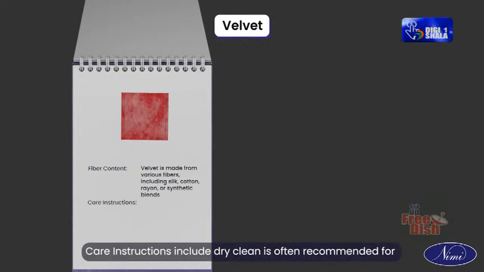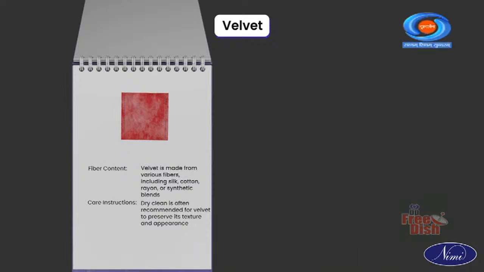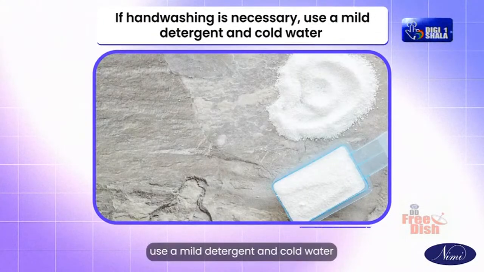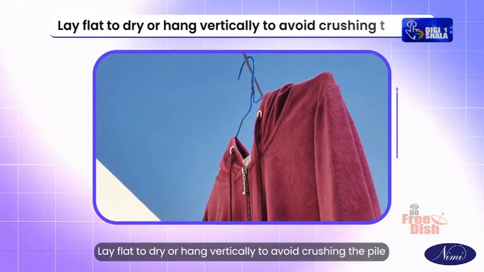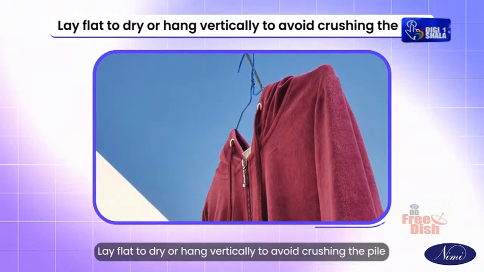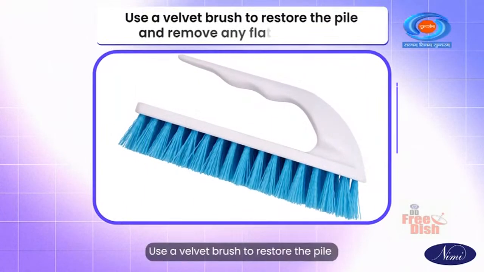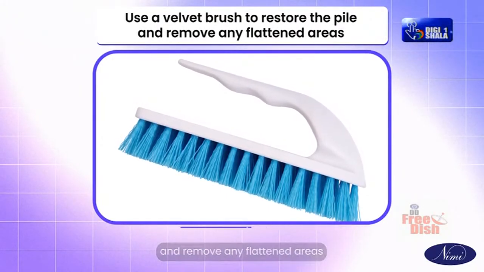Care instructions include dry clean is often recommended for velvet to preserve its texture and appearance. If hand washing is necessary, use a mild detergent and cold water. Do not wring or twist. Gently press out excess water. Lay flat to dry or hang vertically to avoid crushing the pile. Use a velvet brush to restore the pile and remove any flattened areas.